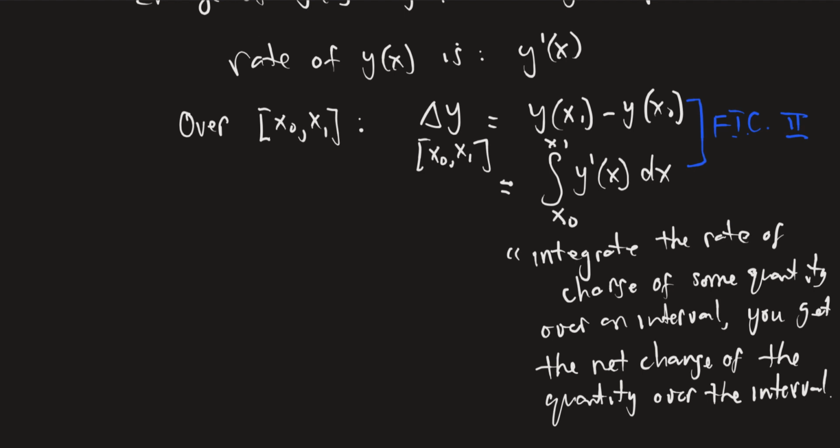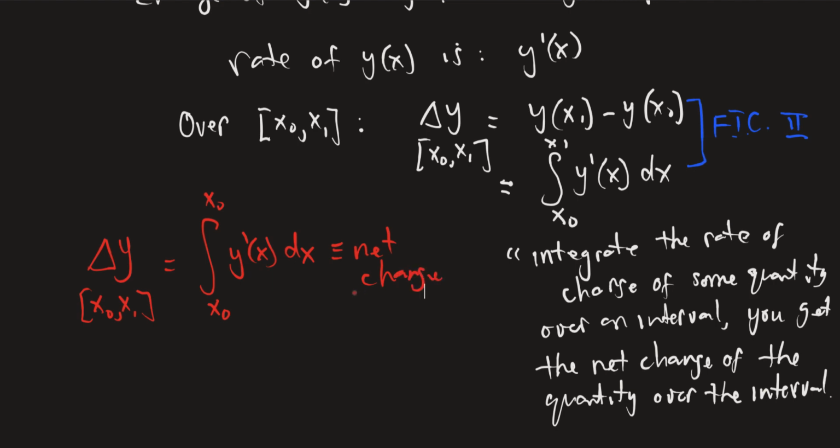So again, it's not a difficult formula. Let me write it on this side a little bit more clearly. If I want to get the net change in a function, and I happen to have its derivative, all I have to do is integrate the derivative from x0 to x1, and that will give me what I'm looking for. So this is the net change.